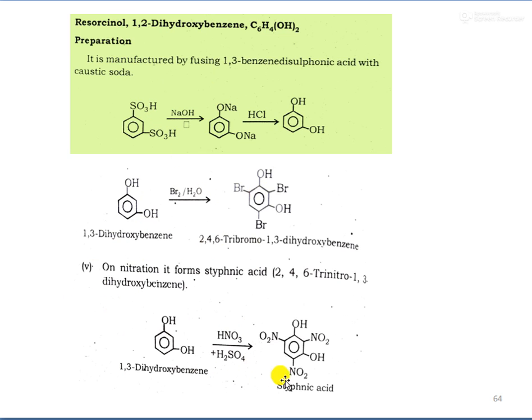And again here you can see styphnic acid. Styphnic acid is obtained by the treatment of 1,3-dihydroxybenzene with nitric acid and sulfuric acid. So here NO2 groups are substituted at the 2, 4, 6 positions. So this is the structure of styphnic acid.